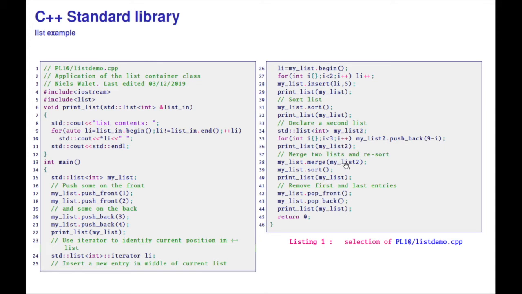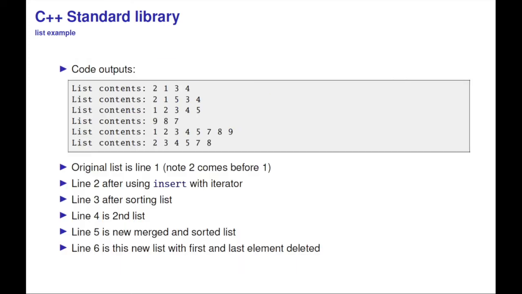You can even merge lists or combine 2 lists together, which is quite useful to do, and then sort them. So essentially, for example, the initial one is the 2, 1. So I added 1 first and 2 at the front, 3, 4 at the back. Then I inserted 5 in the middle. I just added another list. I concatenated those 2 lists and then sorted them. And then I can delete elements, so this is the insert. 3 is after the sorting of the list. 4 is the second list. 5 is the new merged list, and then sorted, and 6 is the new list with first and last element deleted.